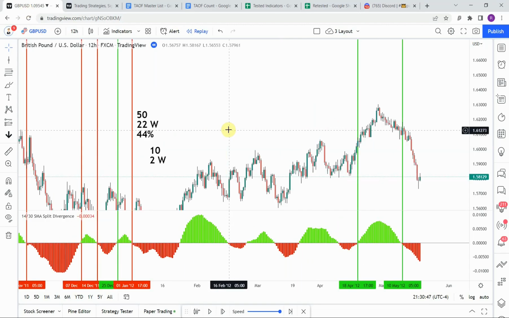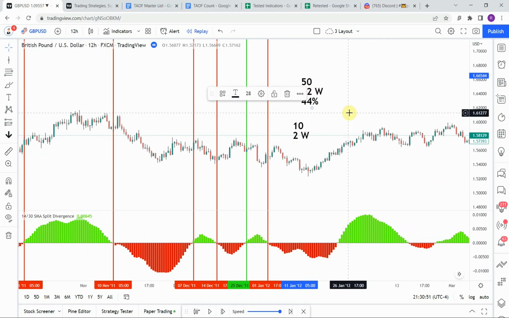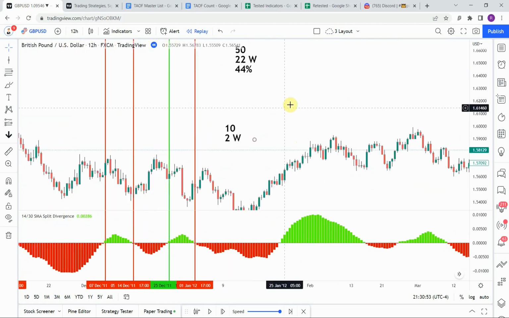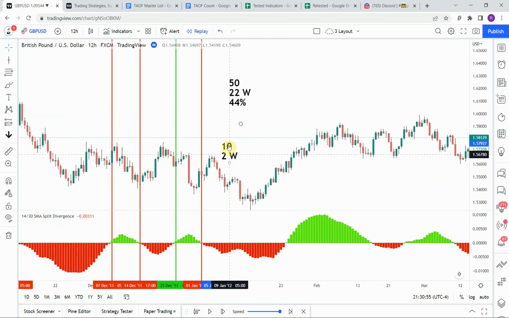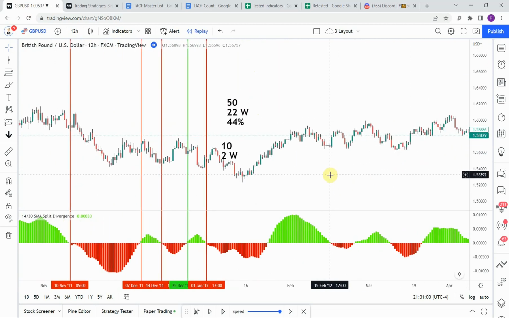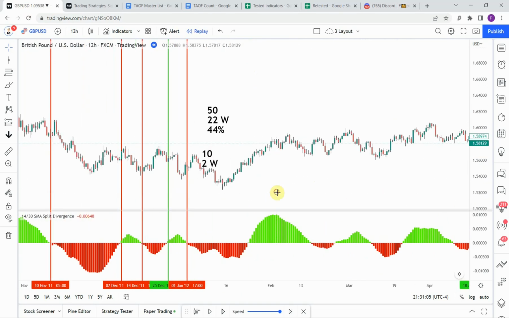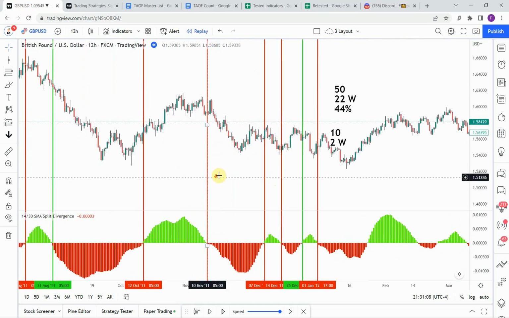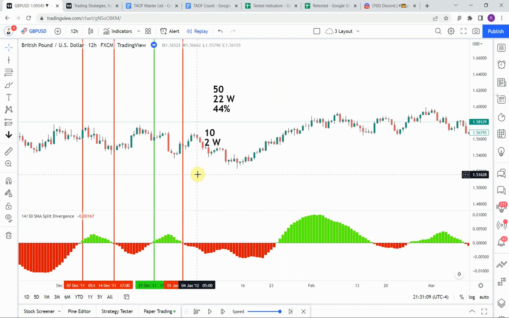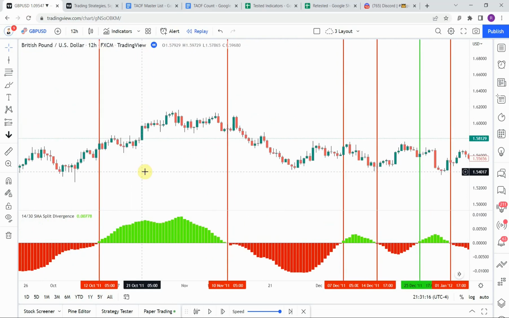All right, back to our advanced testing here. So 50 trades, and out of those 50 trades, we got 22 winners, and so that puts us at a 44% win rate. And so it didn't do as good as it did the original time. It did okay, all things considered. Was definitely picking up some interesting movement in the market.